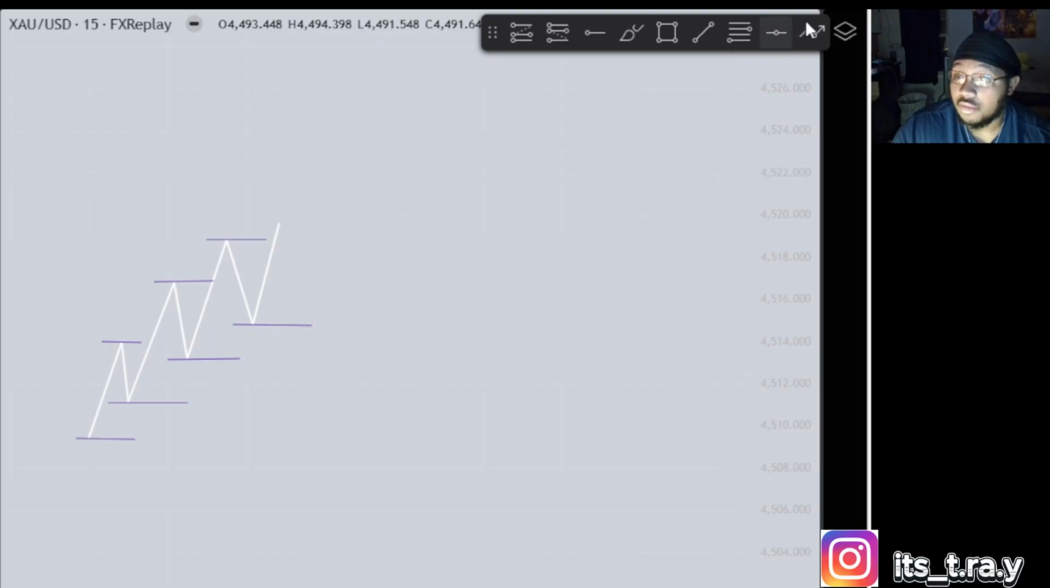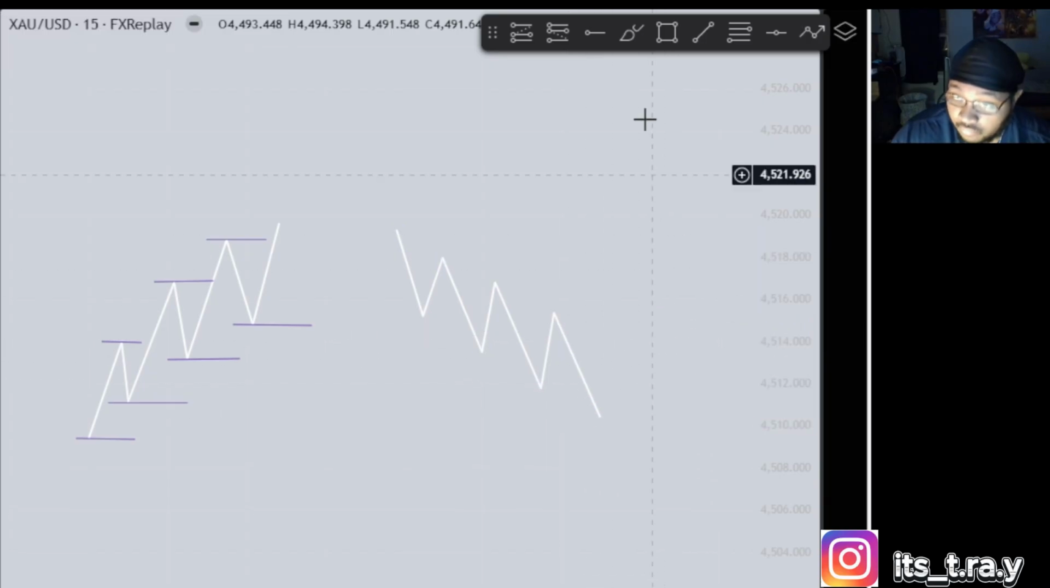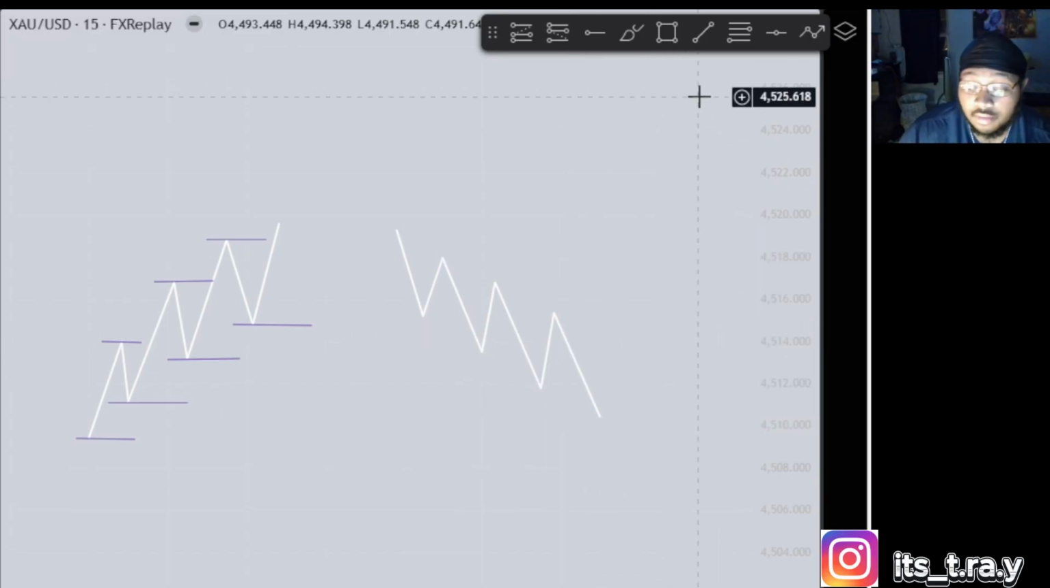Now I'm gonna show y'all a downtrend. A downtrend is just the complete opposite of an uptrend. So I'm gonna go here. A downtrend instead consists of lower highs and lower lows.